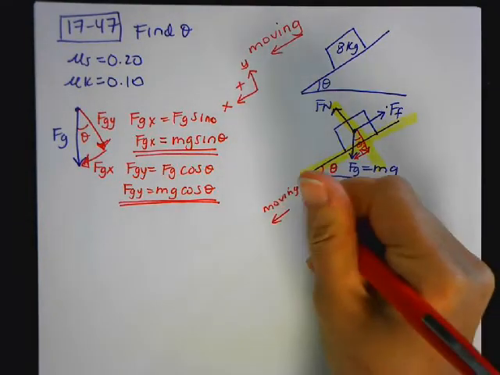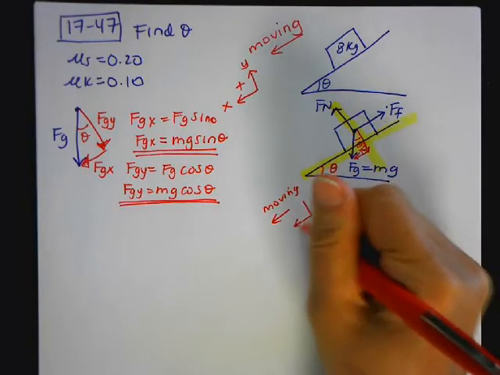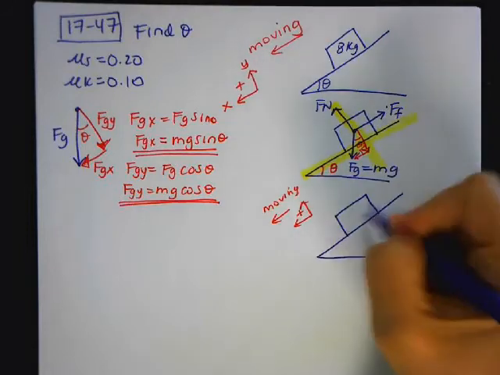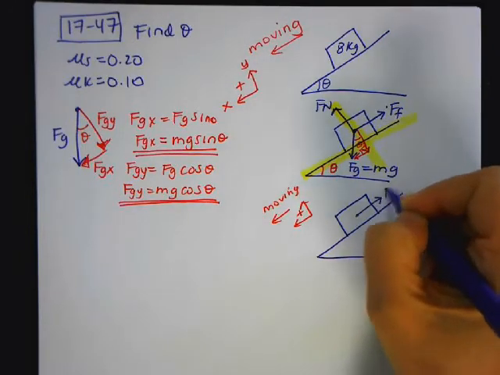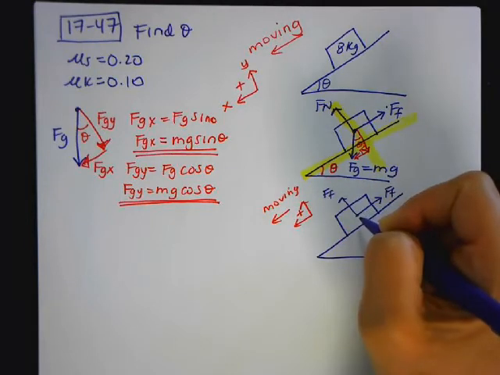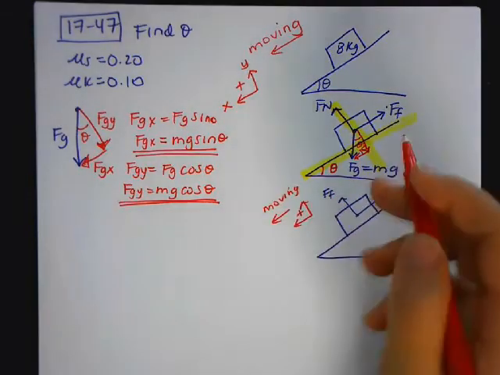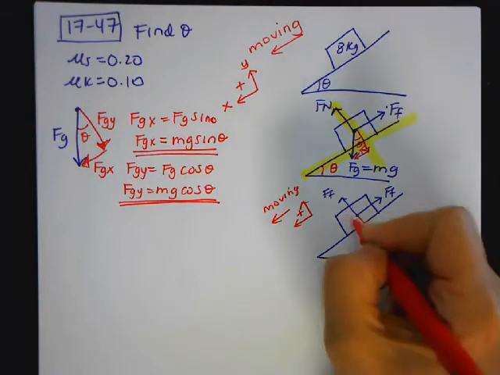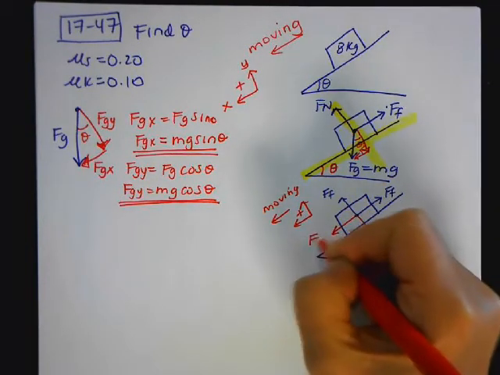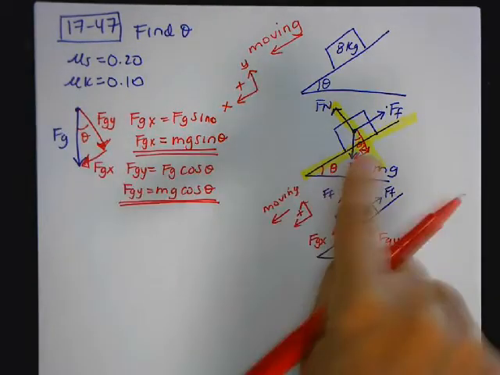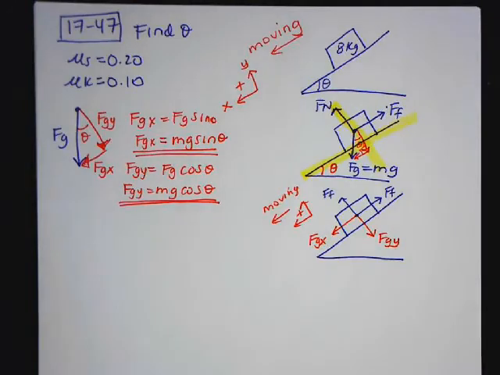This is my sign convention, which I'll just draw positive like that. So F of f hasn't changed. F of n hasn't changed. And instead of F of g, I'm going to replace that with F g y and F g x. And remember, these arrows of directions are important. You don't just randomly draw them on there.